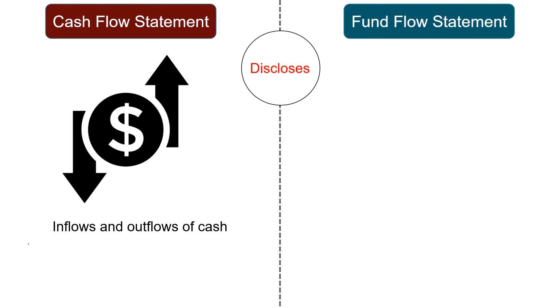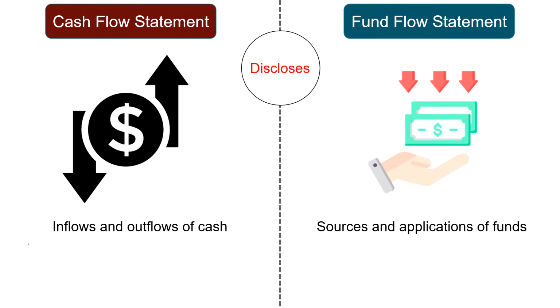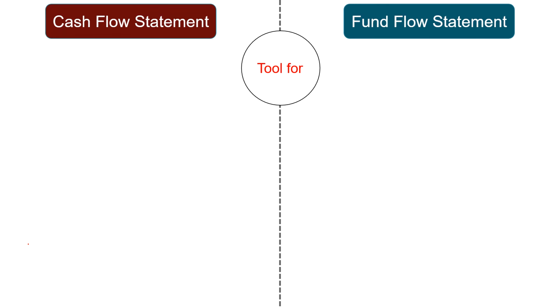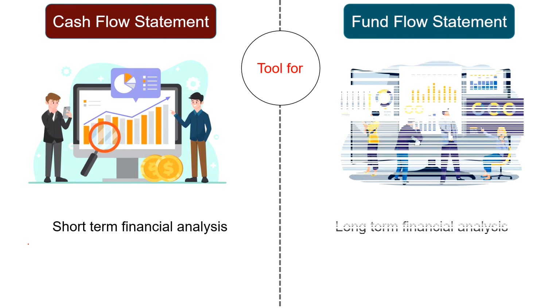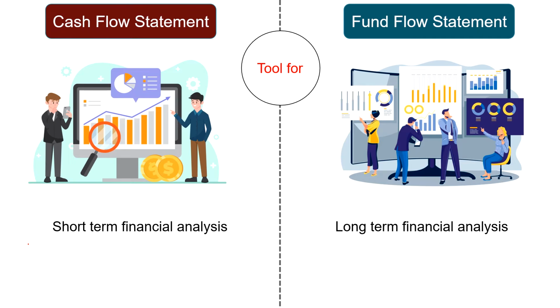Next, discloses. Cash flow statement is a statement prepared using historical data, which discloses the flow of cash in and out of the firm. On the other hand, a fund flow statement is a statement that represents the analytical details relating to the various sources of funds and their application in an accounting cycle. Next, for the purpose of short-term financial planning and decision making, cash flow statement is prepared, whereas a fund flow statement is suitable for long-term financial planning and decision making.